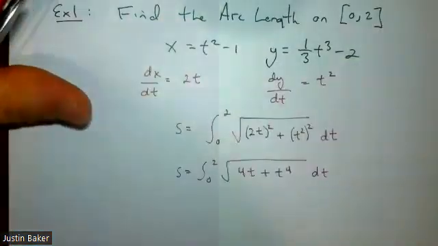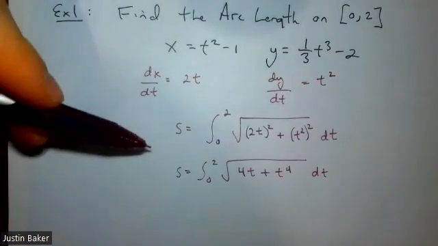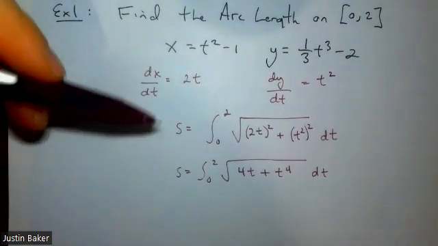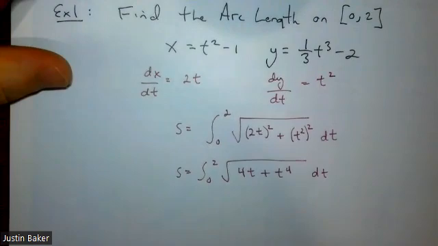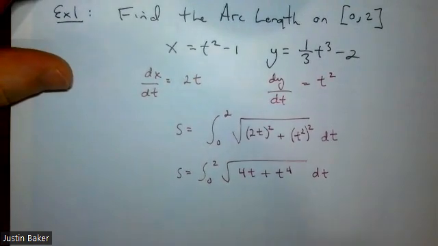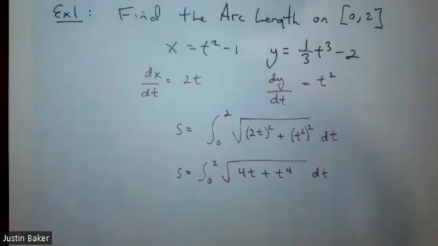I've also seen questions asked where it says which one of the following represents the arc length. Taylor, what's up? Shouldn't it be 4t squared? Yeah, thank you.